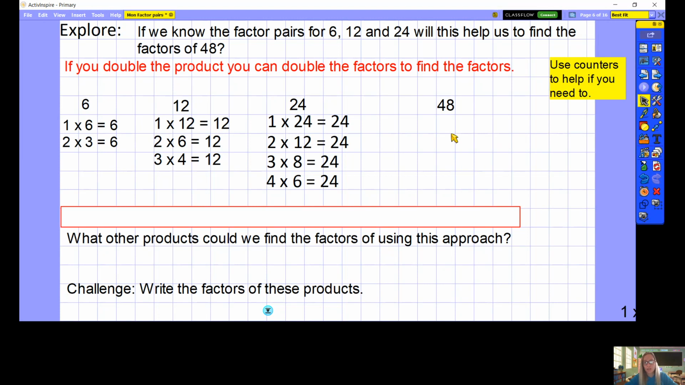Pause the video while you have a go at finding the factors of 48. If you need to use counters to help you, you can, or if you need to draw an array to do that, you can do that also.